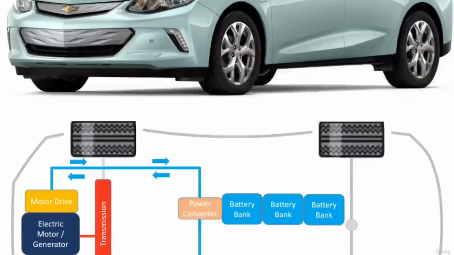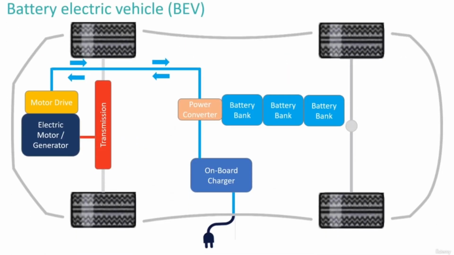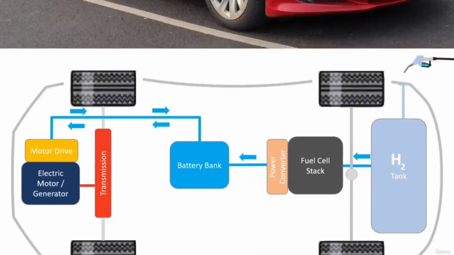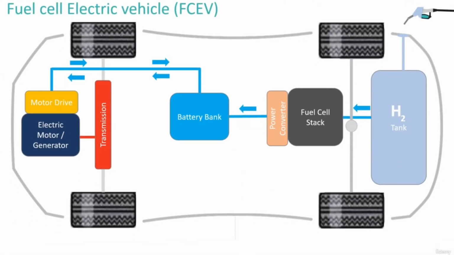To overcome this, the battery electric vehicles only have an electric motor and no internal combustion engine. The vehicle uses a large traction battery pack to power the electric motor, and the battery must be charged from power outlet when it is parked. The Tesla Model S is an example of battery electric vehicle. Next, we'll look at the fuel cell EV.